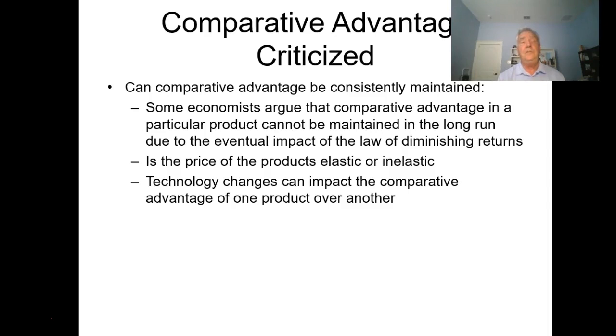Here's an interesting argument. If, as a result of comparative advantage, you say that I can produce this product and sell it into the world market at a lower price than anybody else, one of the things is, can you maintain that price in the long run to the exclusion of everybody else? Or will you eventually hit the law of diminishing returns and your cost will be driven up? As a result of our setting you up with a comparative advantage and you took advantage of it, does it last forever? That's a big question.